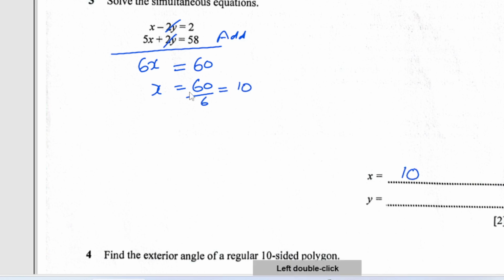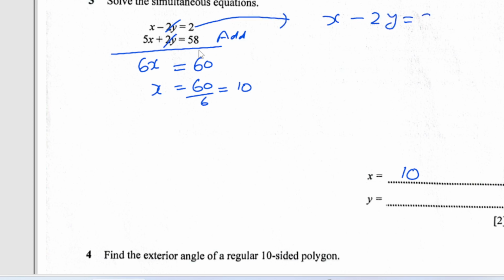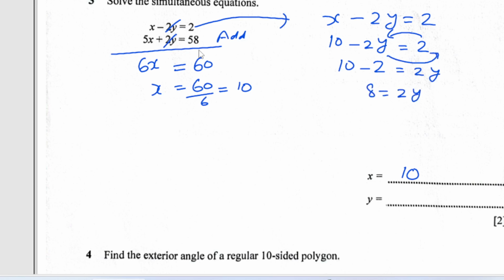So now you can take any of these equations. I am taking this first one here, which is x minus 2y equals 2. Now substitute x as 10 here: 10 minus 2y equals 2. Now 10 minus 2, bringing 2 on this side and shifting the 2y to the other side, this is equal to 2y, which will be positive. So this is 8 equals 2y. Now divide by 2, divide by 2. This 2 and 2 get cancelled. 8 divided by 2 is 4. So the value of y is 4.